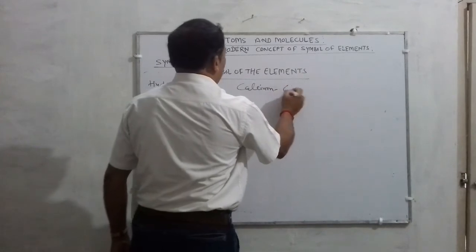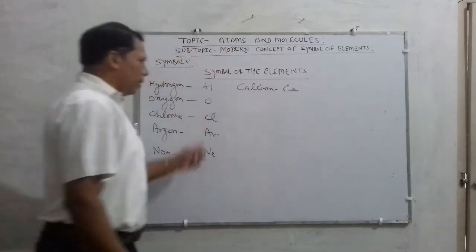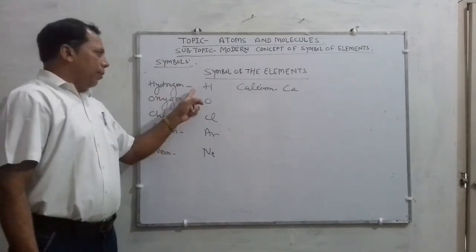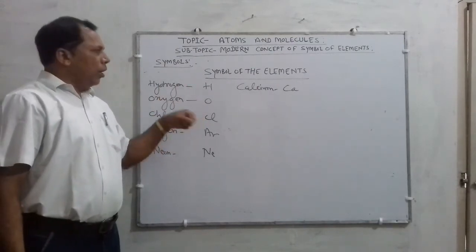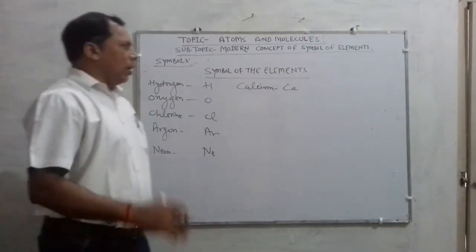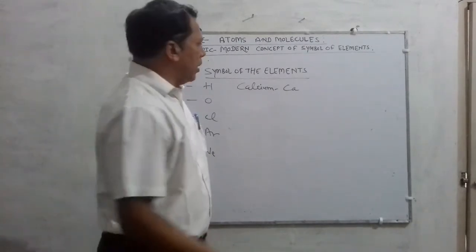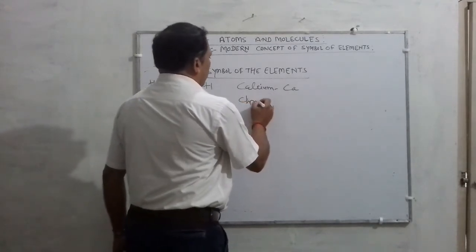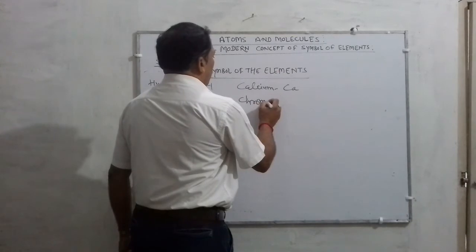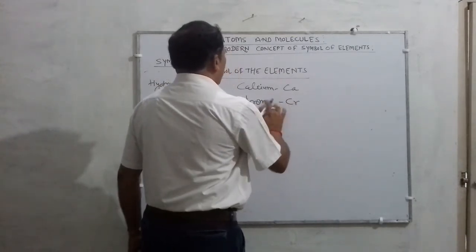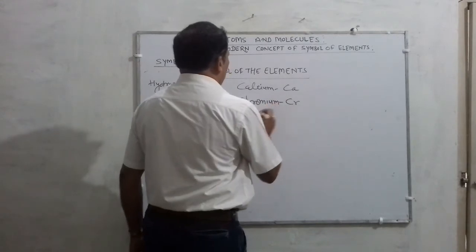Calcium. Symbol is Ca. You must remember the symbols along with their atomic number and atomic mass. If you know the atomic number and atomic mass, you will be capable of knowing how the molar mass, molecular mass or atomic mass of the elements can be calculated. Next, suppose we have to write chromium. Chromium symbol is Cr.